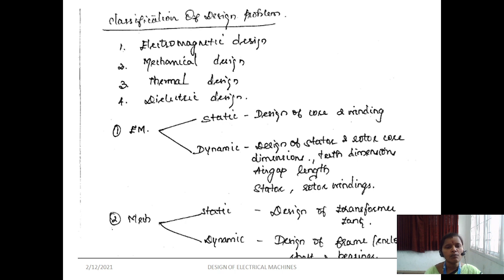The next thing is mechanical design. Again with the classification of static and dynamic, the transformer tank is considered under mechanical design, and for the motor and generator you take the frame, that is the outer enclosure, and also the shaft and bearings.